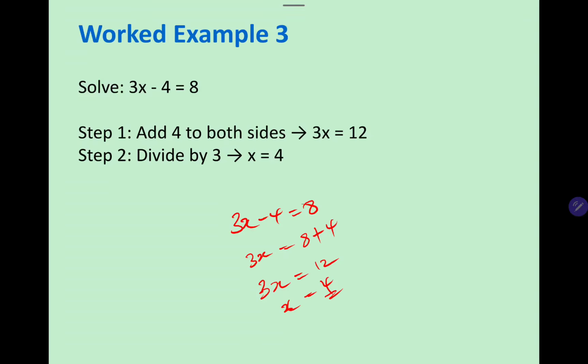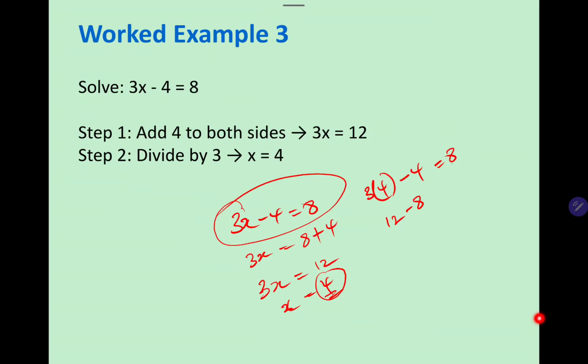Now, you can always check your answers. If you want to know if we are correct, they say x is equal to 4. You substitute 4 for x in the original equation, which is 3x minus 4 is equal to 8. So if that is true, we say 3 brackets, x is equal to 4, we put 4 there, minus 4 is equal to 8. So 3 times 4 is 12, minus 4. Does it equal 8? 12 minus 4.